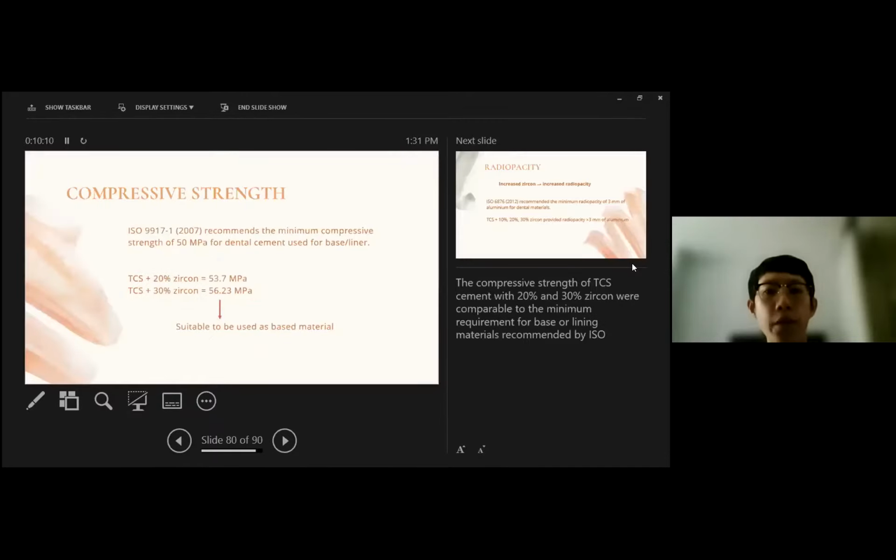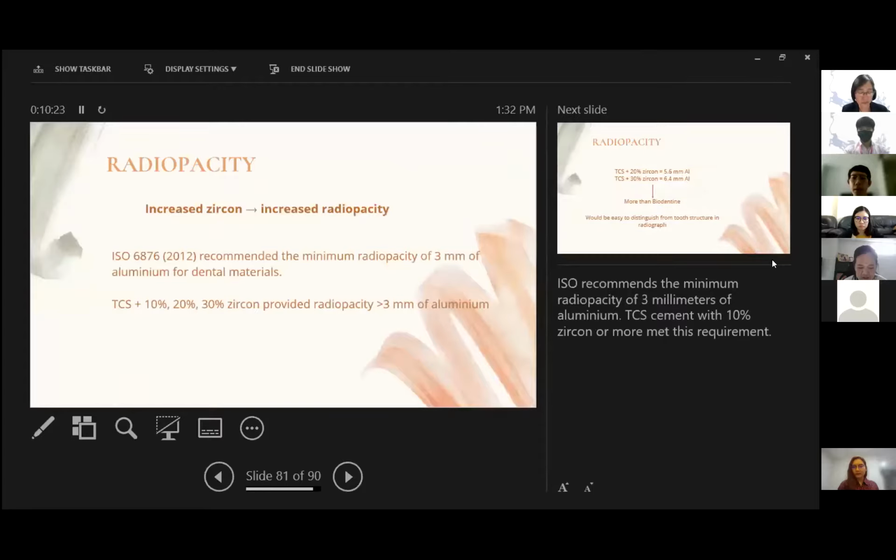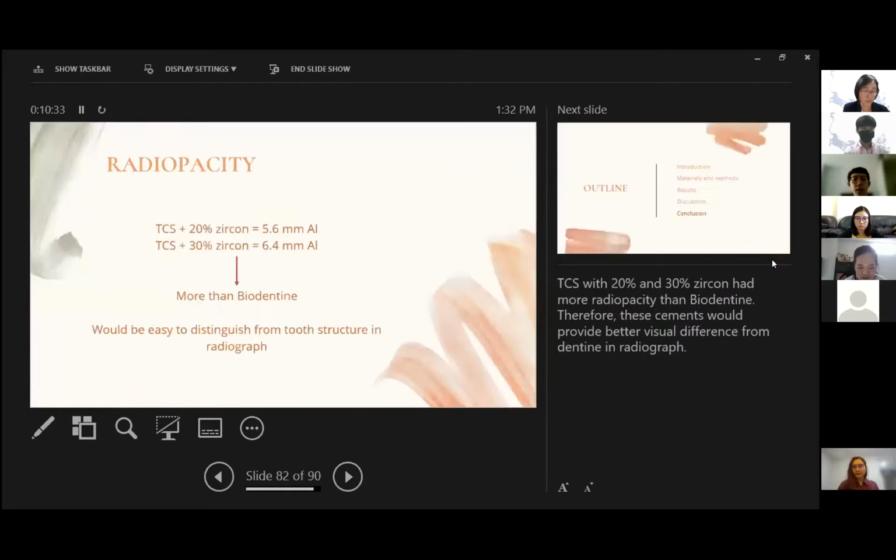The compressive strength of tricalcium silicate cement with 20 and 30% zircon were comparable to the minimum requirement of base or lining materials recommended by ISO. ISO recommends the minimum radio opacity of 3 mm of aluminum. Tricalcium silicate cement with 10% zircon or more met these requirements. Tricalcium silicate cement with 20 to 30% zircon had more radio opacity than dentine. Therefore, these cements would provide better visual difference from dentine in radiograph.